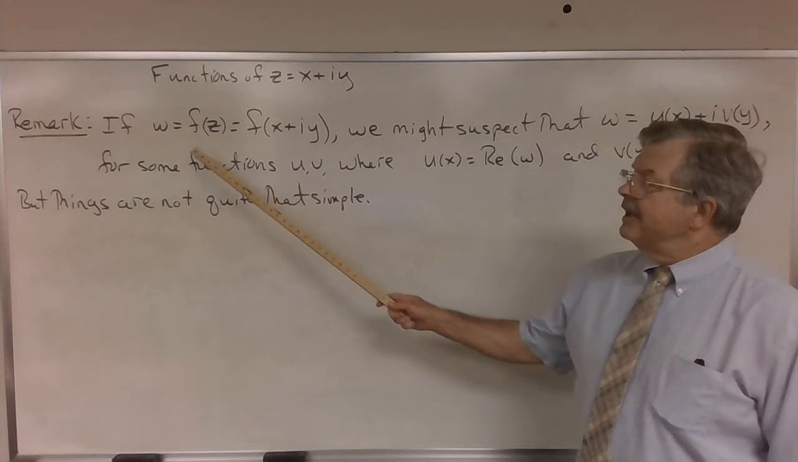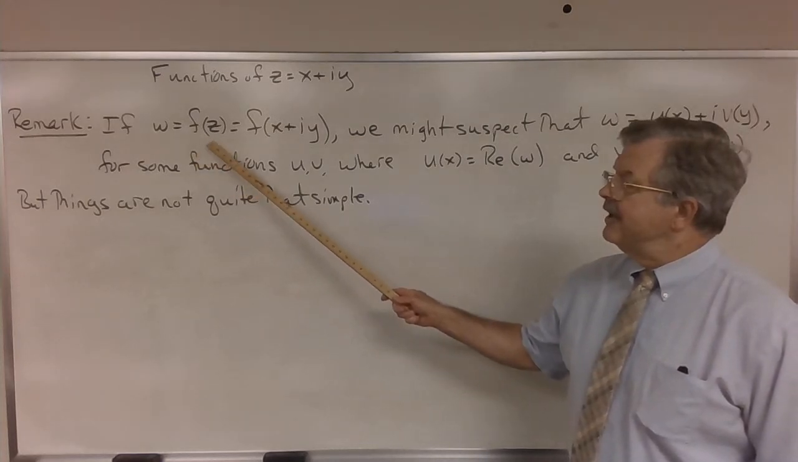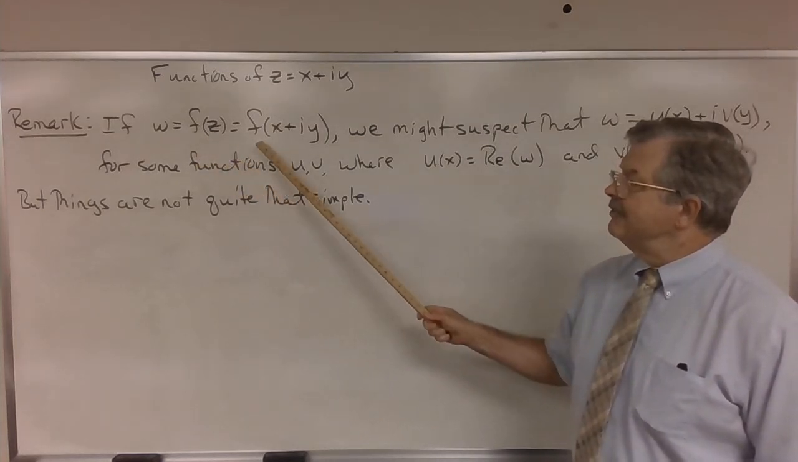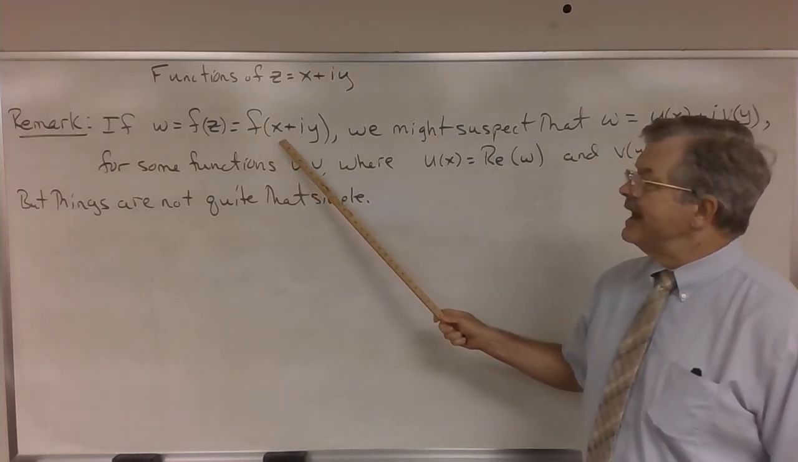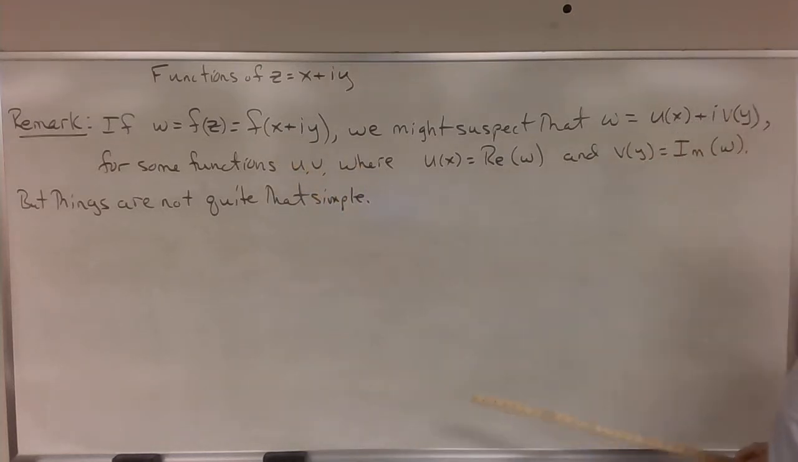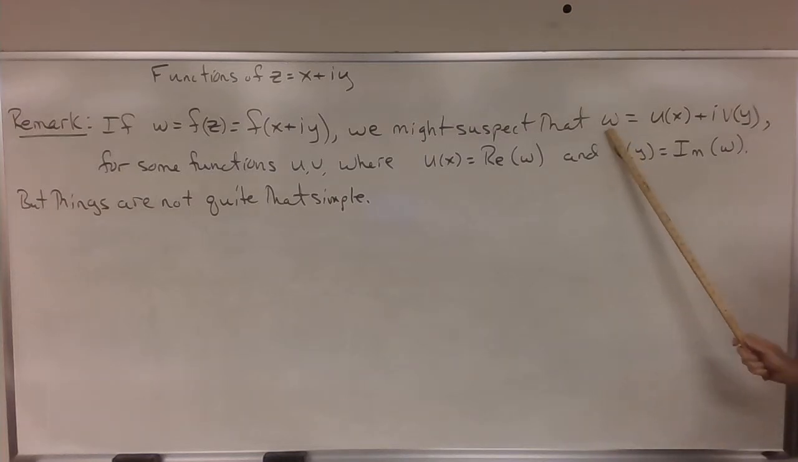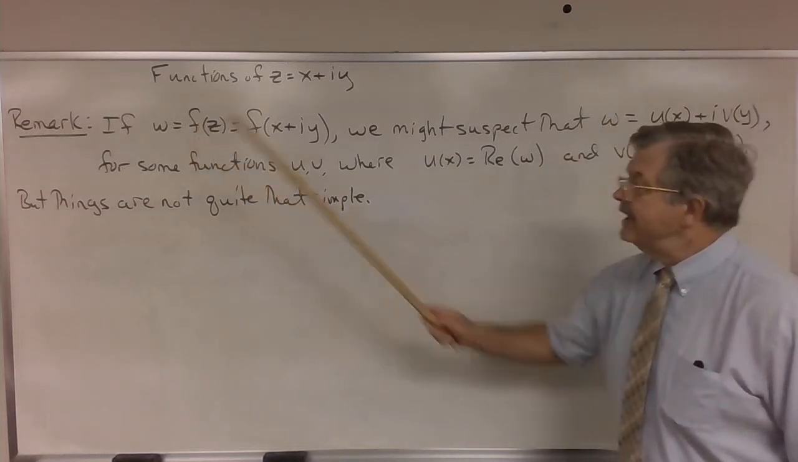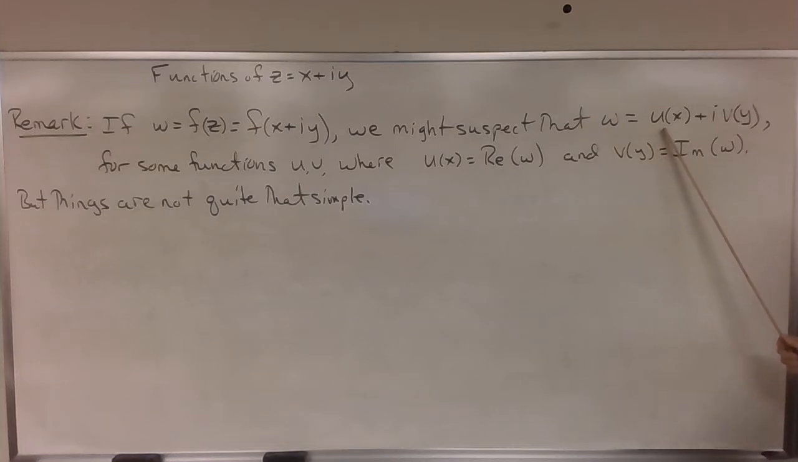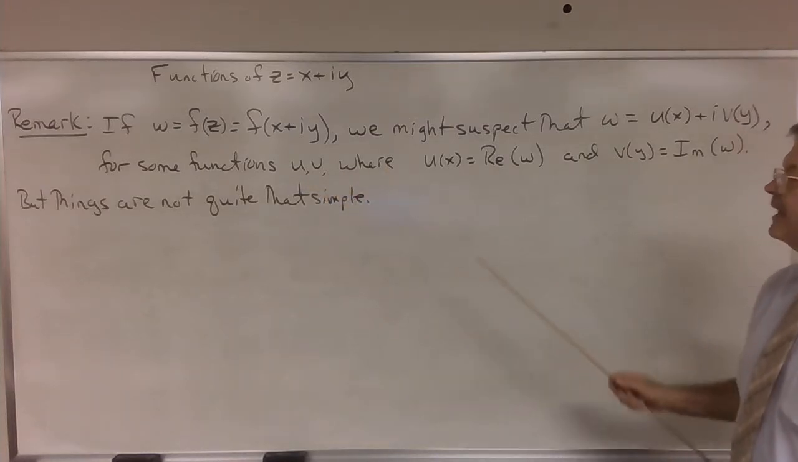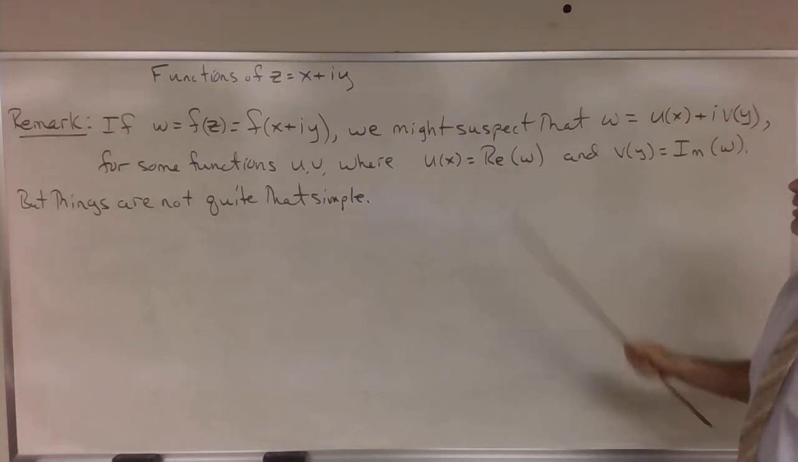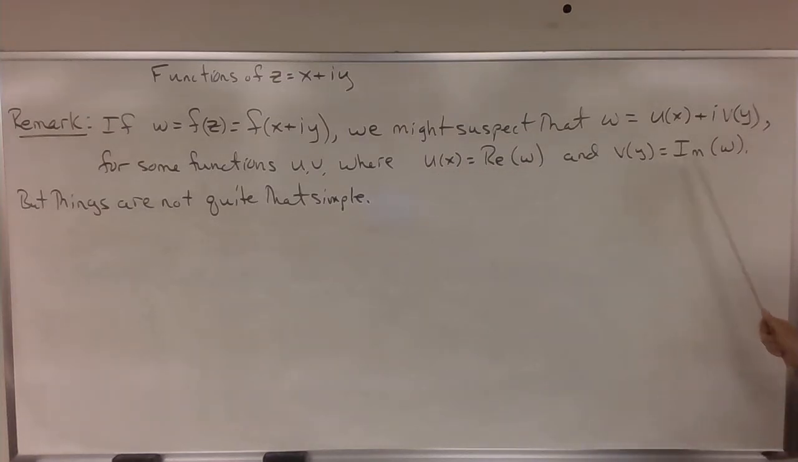And we make the remark here that if w is some function of z, in other words, some function f evaluated at x plus iy, we might suspect that w, or f of z, is of the form u, where u is a function of x, plus iv, where v is a function of y, for some functions u and v, where u of x is the real part of w, and v of y is the imaginary part of w.